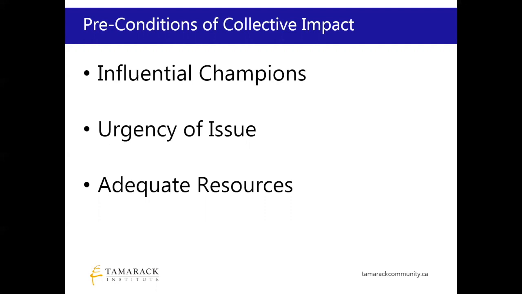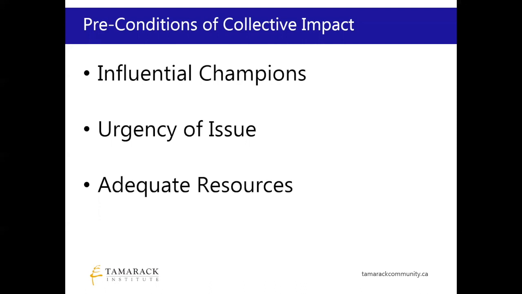The second precondition that we want to focus on is urgency of the issue. So is the issue of underrepresented youth an urgent and important issue? In some communities where youth are not graduating from high school, it is a very urgent and important issue, and we want to see better outcomes for those youth. And so urgency is the second precondition.